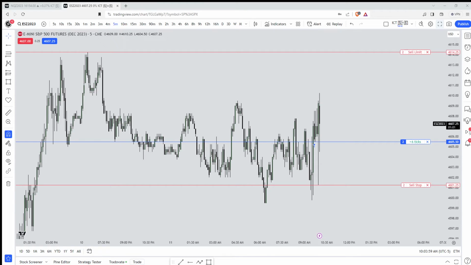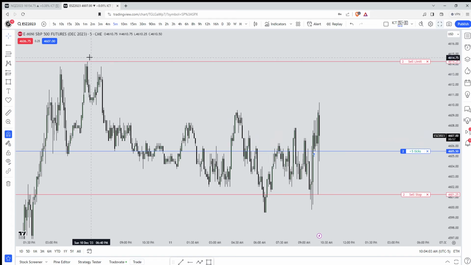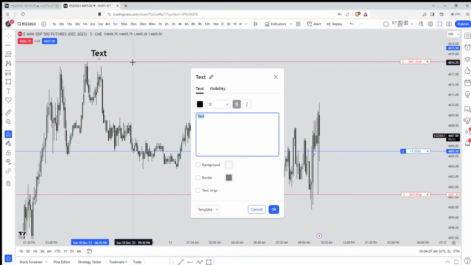Hello everybody, I'm going to show you guys how to trade the market maker buy model live. I'm in an ES trade right now. I'm looking for price to draw up into this level at 46.14 and a quarter. This is where buy stops are resting, so I'm going to label this buy stops.